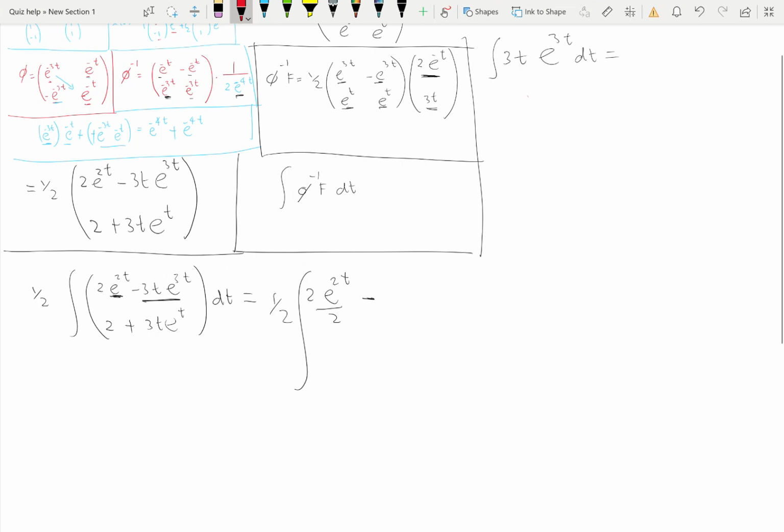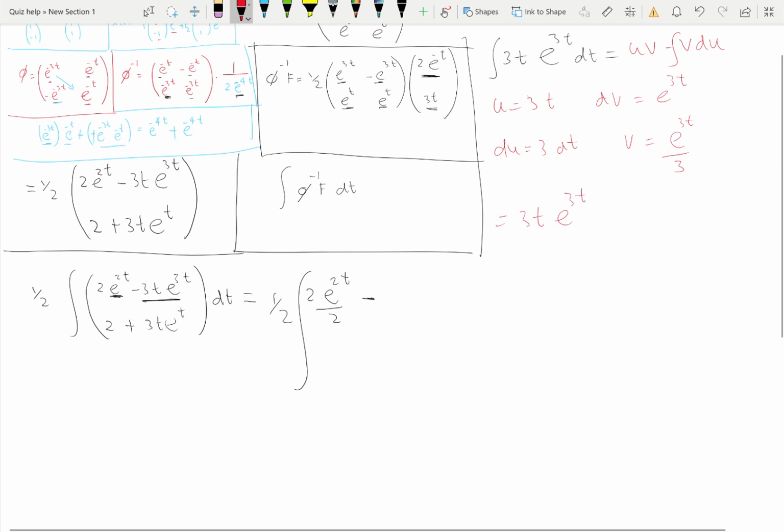If you use integration by parts, I will choose u to be 3t, dv to be e to the 3t. So u is 3t, du over dt, that means the derivative of u with respect to t, is 3. So du is 3 dt, and v is e to the 3t over 3. So by using the formula uv minus integral of v du, u is 3t, v is e to the 3t over 3, minus integral of e to the 3t over 3 times du, which is 3 dt. So here the 3s cancel out.